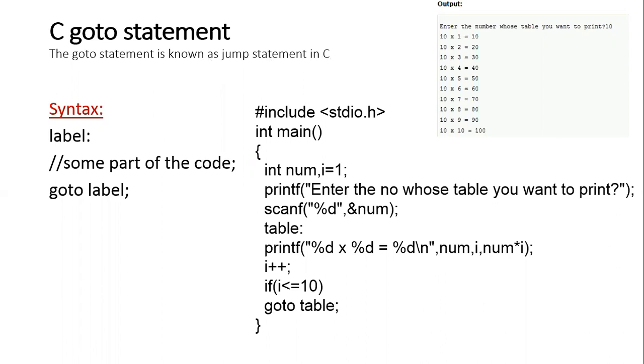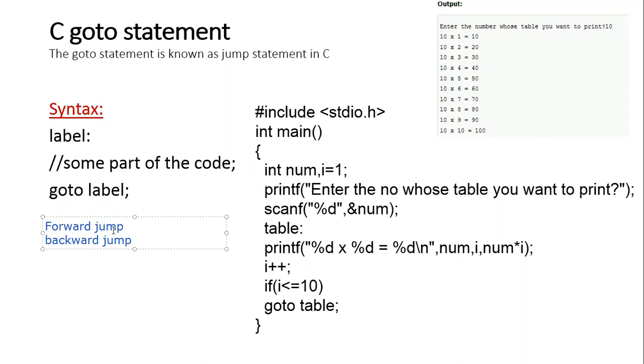There are two types of goto statements here. One we will call forward jump. Another one we will call backward jump.